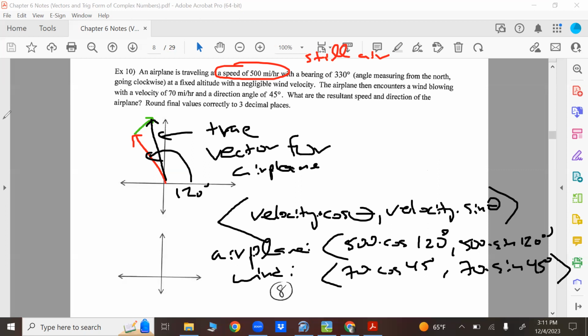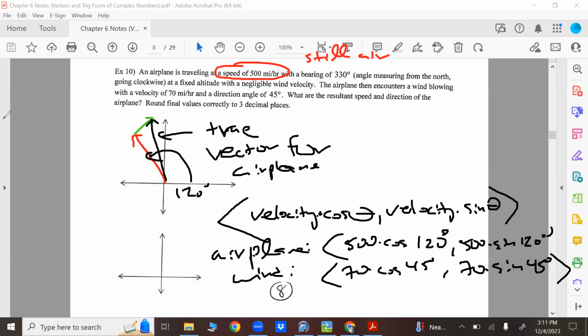So negative 200.503 and 482.510. That's the final vector, which makes sense because it's pointing up by quite a bit. So now, the speed will be the magnitude, and the direction, this is the part that should be tougher.